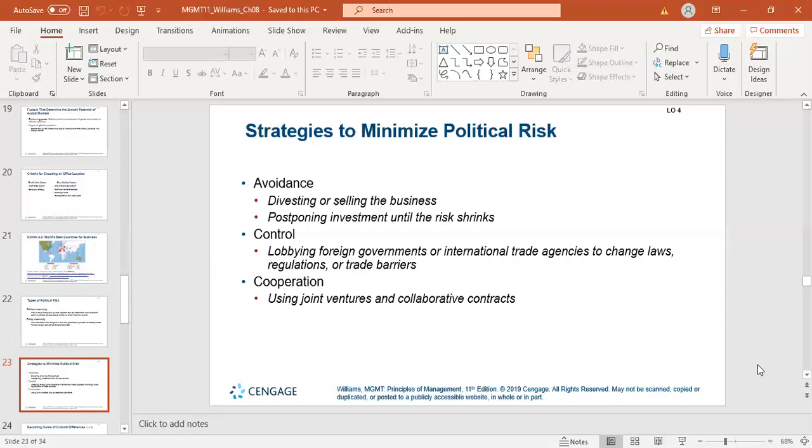Trying to get a local cooperation with the existing businesses, they may already have the political pull. There's no point in you trying to do it. Getting with someone who already knows, again, the lay of the land, you avoid the whole thing.